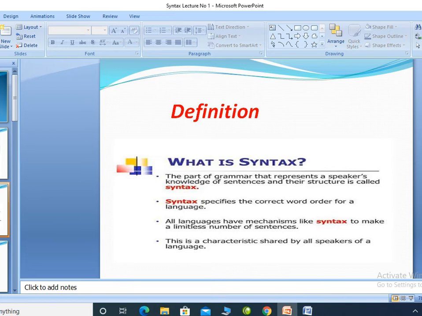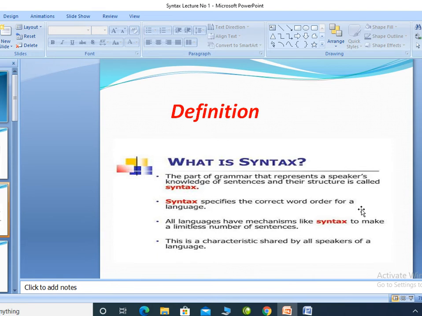So this is very important for a language learner, a foreign language learner: he must get proficiency in syntax and the arrangement of words in proper places. Otherwise the sentence structure will be disturbed. When the words are not put in proper places, the meaning will be disturbed and the communication will not take place. So this is very important.